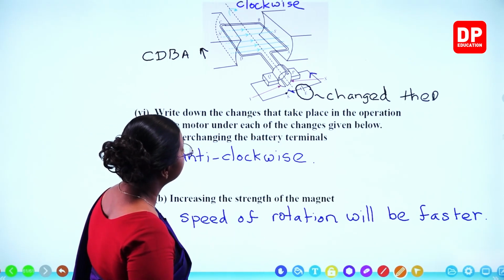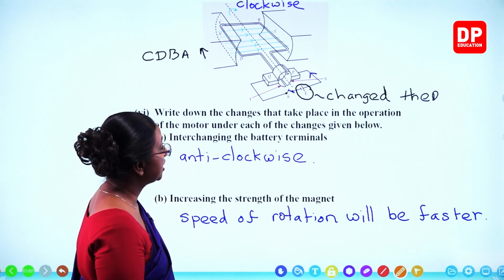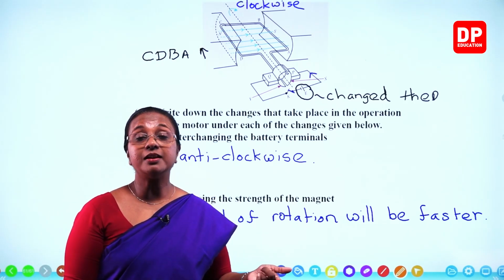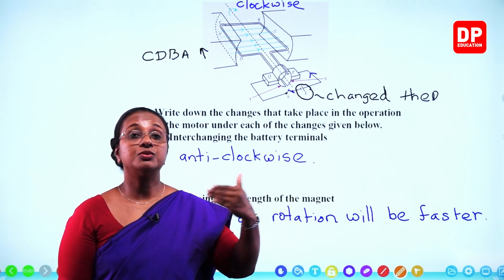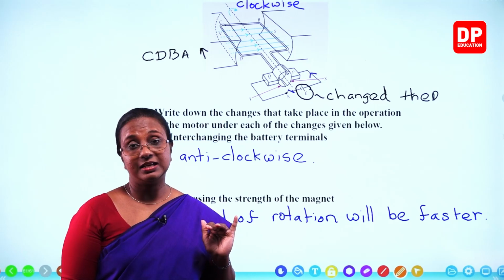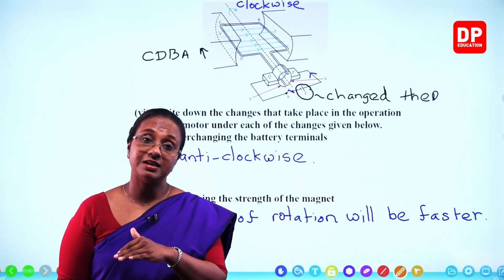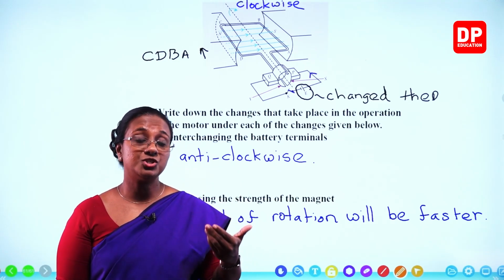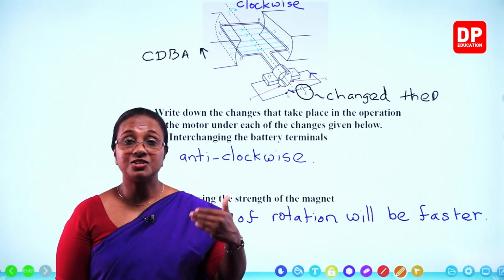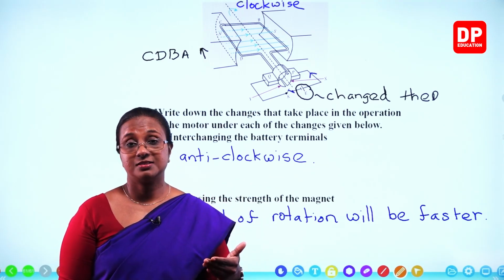Write down the changes that take place in the operation of the motor under each of the changes given below. So what do you think if you increase the current flow? Then also the speed of rotation will be faster. Why? The force will be greater. So you all know force is equal to mass into acceleration. The mass of the armature won't change. The load will not change. So then acceleration has to change. So that means it will rotate fast.